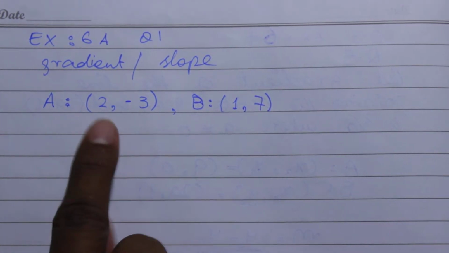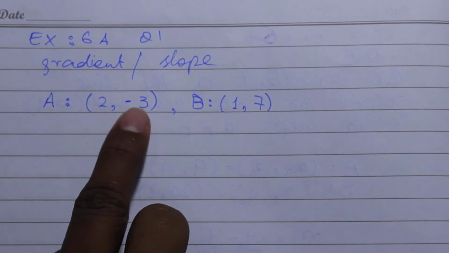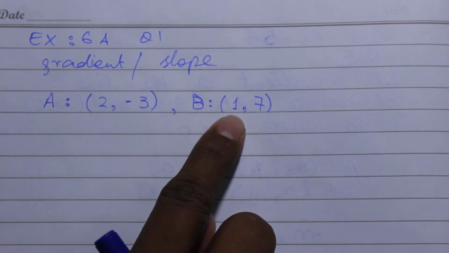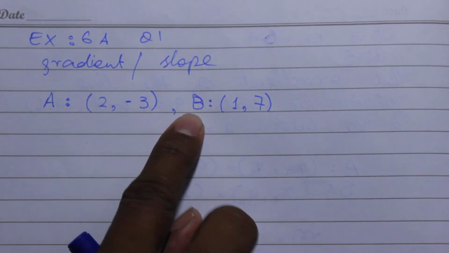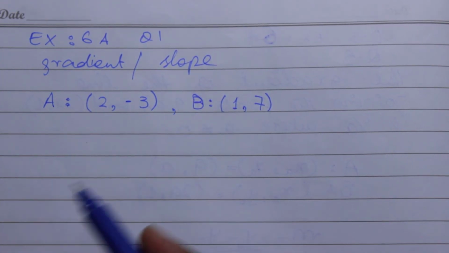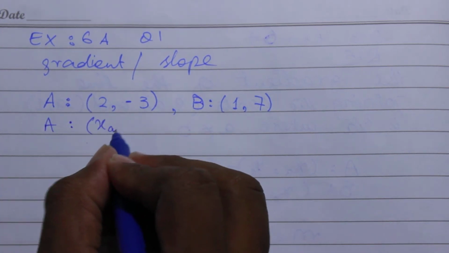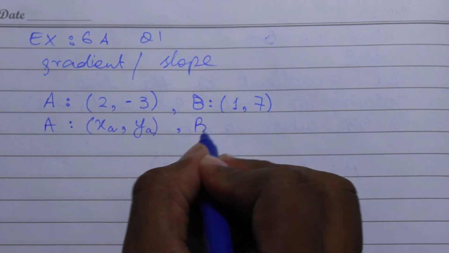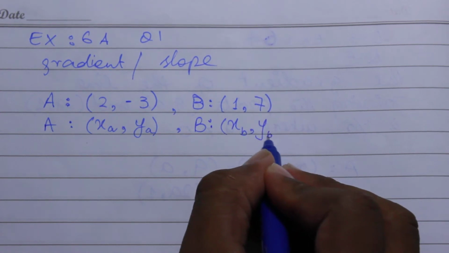In a bracket, this 2 represents that this is the x coordinate of point A and this is the y coordinate of point A. Same here, this is the x coordinate of point B and this is the y coordinate of point B. So just for our convenience we are going to give them the names: x coordinate of point A and y coordinate of point A. Same here, this is x coordinate of point B and this is y coordinate of point B.